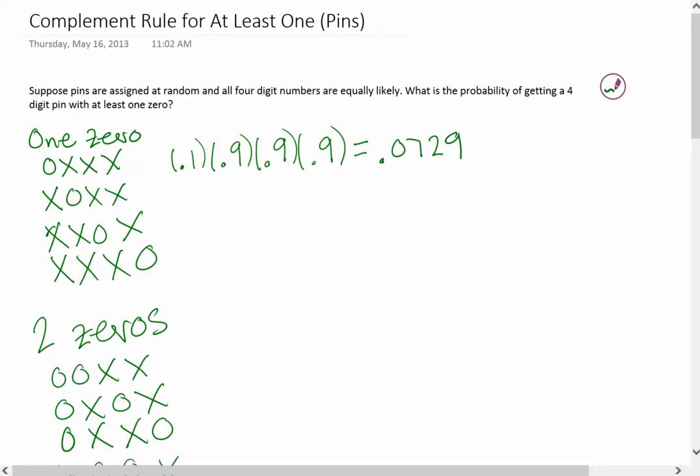Let's multiply the next one. For a not 0, that would be 0.9. And then I need a 0, which is 0.1. Then a not 0, and then another not 0. If I multiply that out, it will also give me 0.0729.